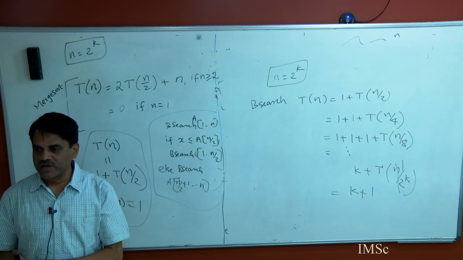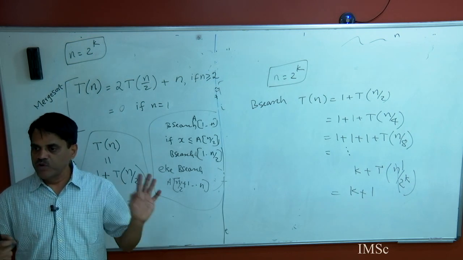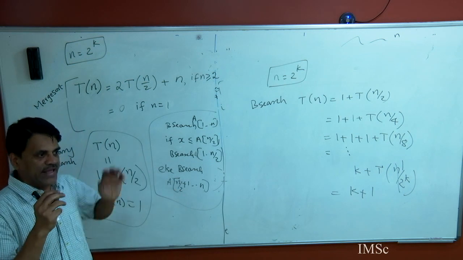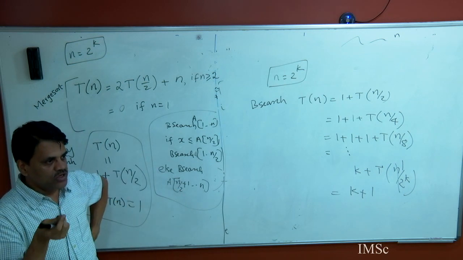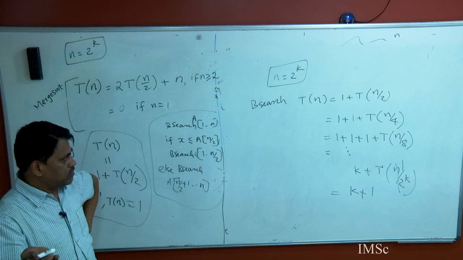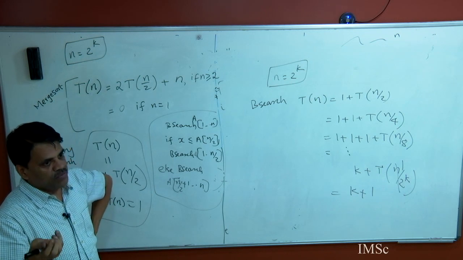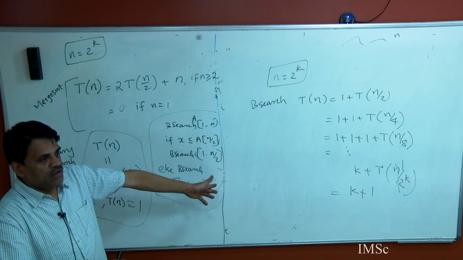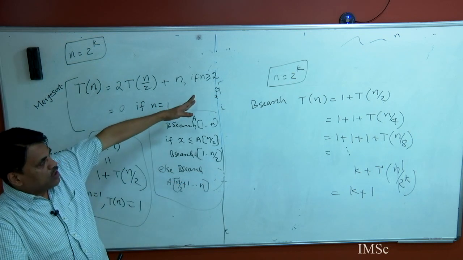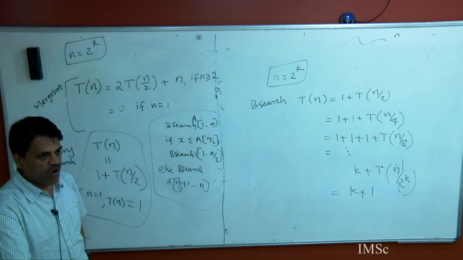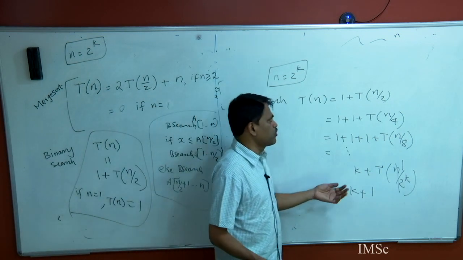This is one way to solve it. I mean, a more formal way is to use this idea to guess your solution and prove it by induction, right. You can now plug it in and prove by induction that for n equal to 2 power k, it is k plus 1. Why?